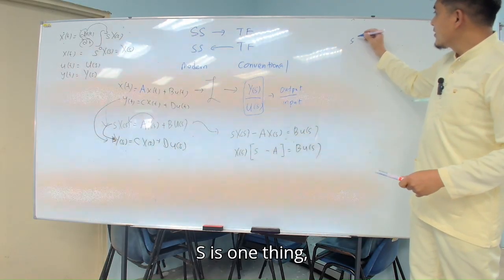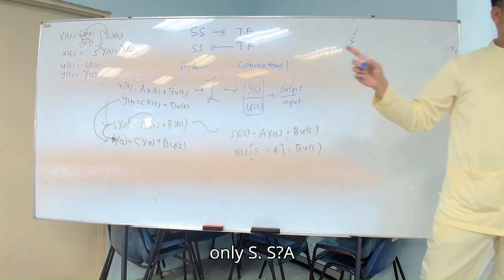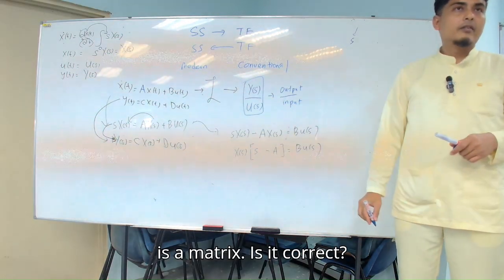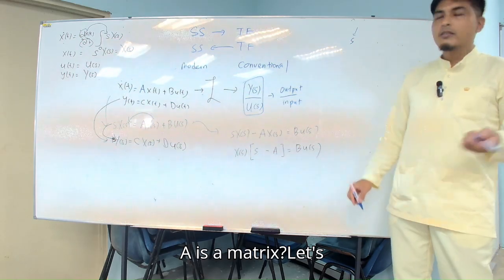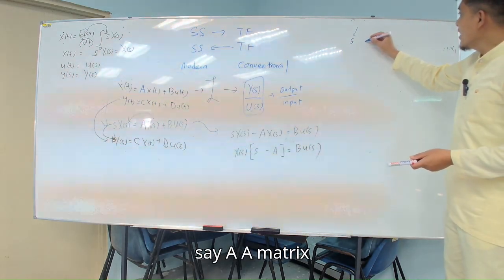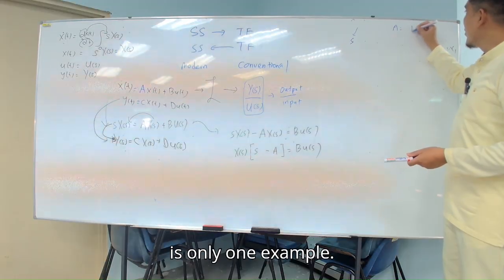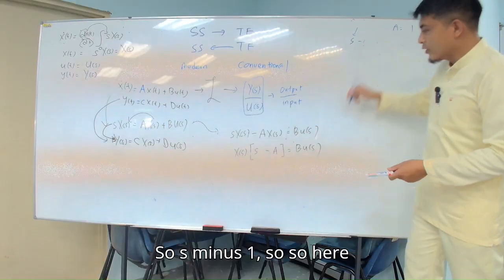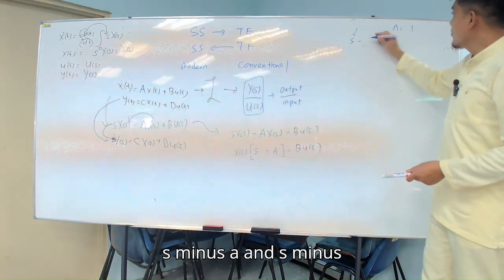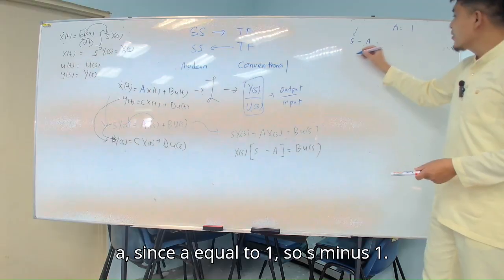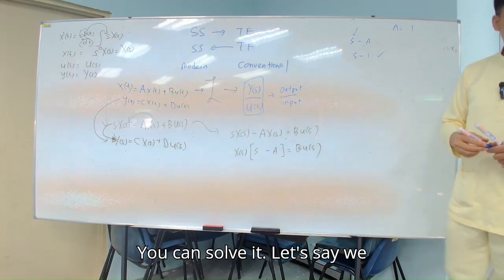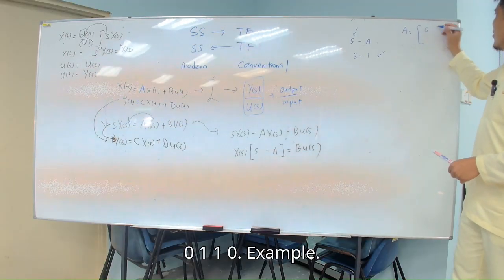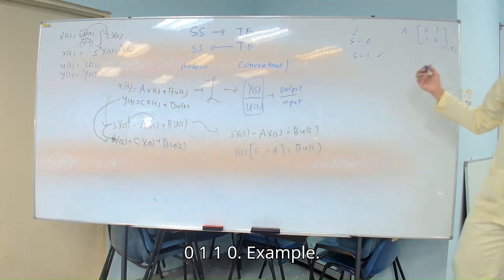S is one thing, only S. A is a matrix. Is it correct? A is a matrix. Let's say A matrix is only 1, for example. So S minus 1, so here S minus A, right? S minus A, since A equal to 1, so S minus 1. You can solve it. Let's say we have A equal to 0, 1, 1, 0, for example.